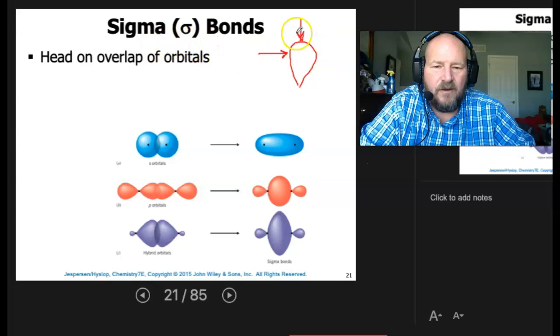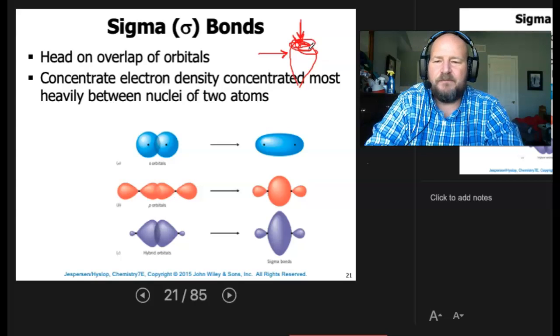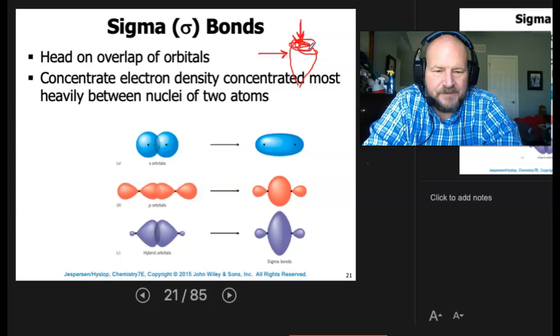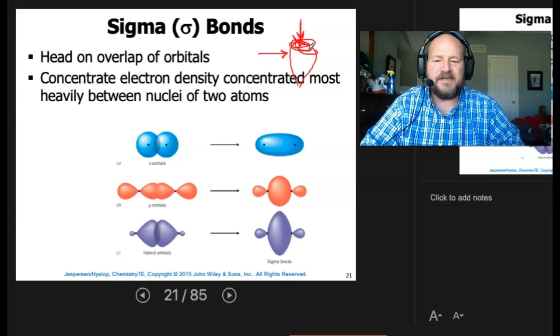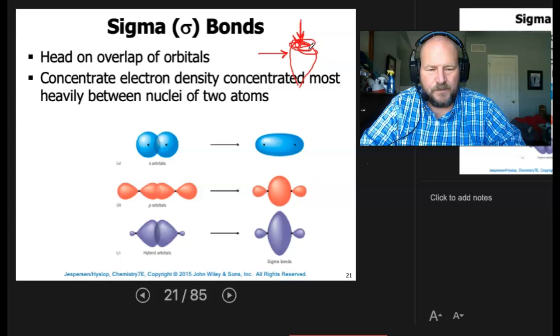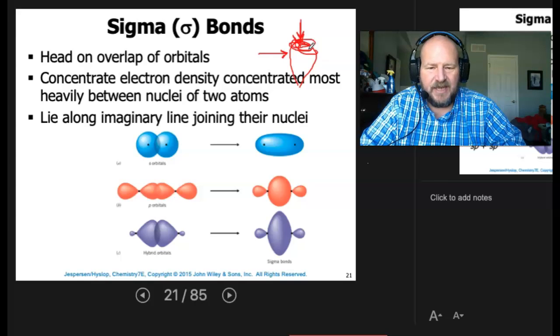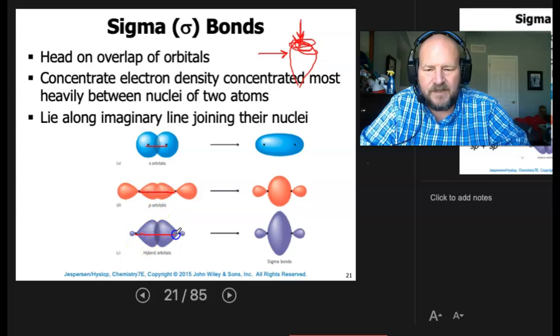So sigma bonds always bond to that big part of the lobe head-on. This concentrates the electron density most heavily between the two nuclei of the atoms. Makes sense, right? With the sigma bond, they want to feel the effect of both nuclei to the best that they can. So that's going to be a head-to-head interaction. Whether I'm looking at an s orbital, a p orbital, or some hybridized orbital, doesn't matter. They're going to lie along the imaginary line that's joining the two nuclei. So if I think of point X and point Y, and I draw a line, we're going to get a head-on overlap between the two, right? Always between the two. It doesn't matter what type of orbitals we're dealing with.